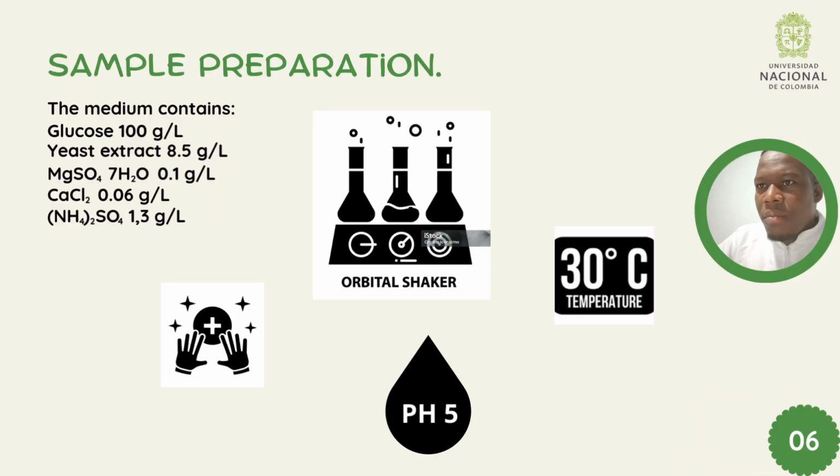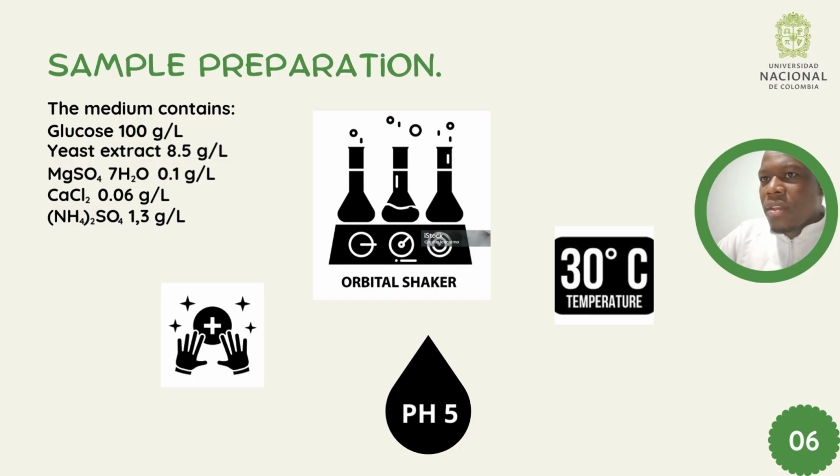This slide details the composition of the culture medium used in preparing the sample for fermentation. This medium is key for the growth of microorganisms and the efficient production of ethanol. The medium contains the following essential components for fermentation: glucose 100 g per L, main source of carbon and energy. Yeast extract 8.5 g per L provides essential nutrients and growth factors. Magnesium sulfate MgSO4 7H2O 0.1 g per L, a key enzymatic cofactor in cellular metabolism.